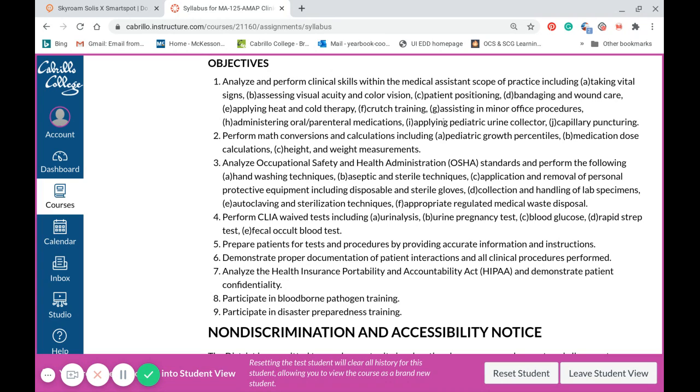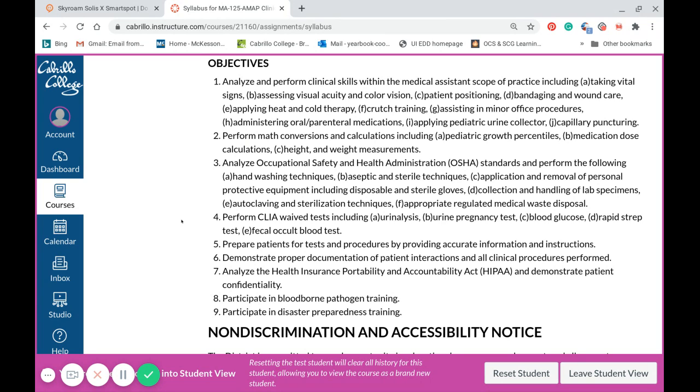weight measurements. We're going to analyze the OSHA standards and make sure that we're performing correct hand washing techniques, aseptic and sterile techniques, application and removal of PPE, including disposable and sterile gloves, collection and handling of lab specimens, autoclaving and sterilization techniques, and appropriate regulated medical waste disposal.